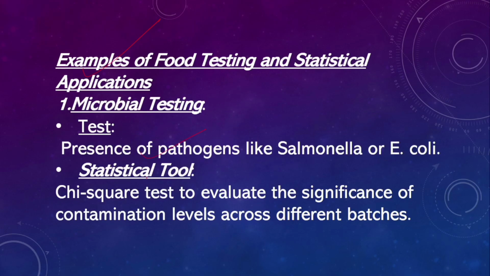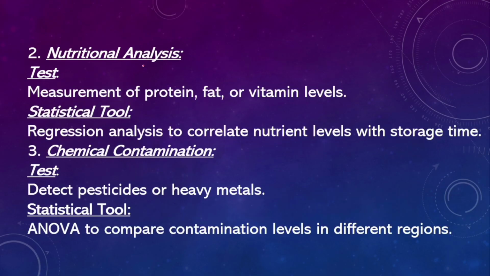For this, the statistical tool used is the chi-square test to evaluate the significance of the contamination level across the different batches. Next is nutritional analysis. The test is to measure protein, fat or vitamin levels. The statistical tool used is regression analysis to correlate nutrient levels with the storage time. And chemical contamination is used to detect pesticides or heavy metals. The tool used is ANOVA to compare contamination levels in the different regions.